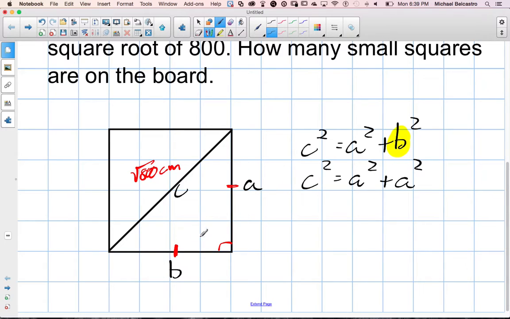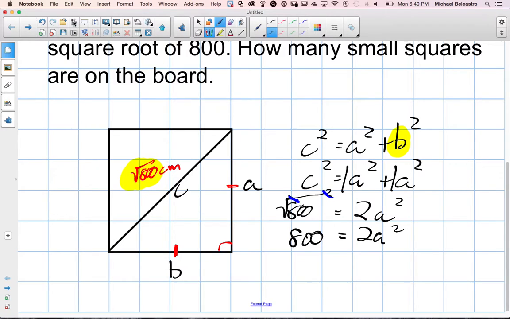So if you think of it like there's a 1 in front of both of these, and we add them together, we get 2A squared is equal to C squared, and we actually know what C is. The measurement of C is the root of 800. So root 800 squared is actually just the number 800. The two cancel each other out. These two are opposite operations. So we're left with 800 is equal to 2A squared.